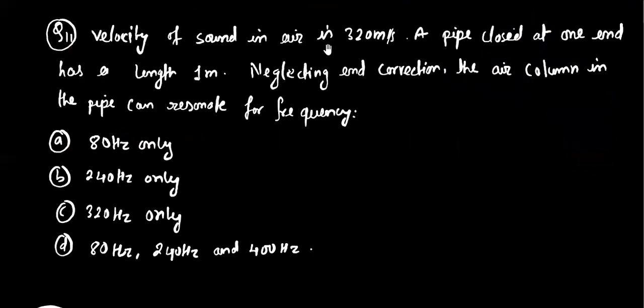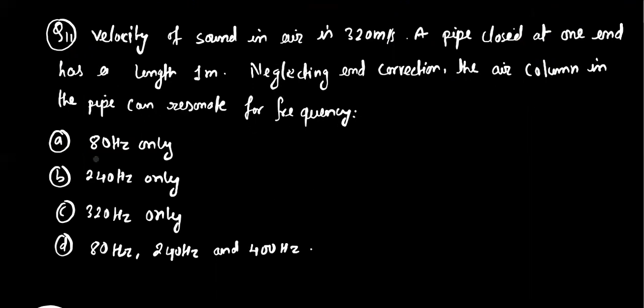Okay, now here we are in question number 11. The velocity of sound in air is 320 meter per second. A pipe closed at one end, that means this refers to the closed organ pipe, has a length of 1 meter. Neglecting the end correction, the air column in the pipe can resonate for the frequency.